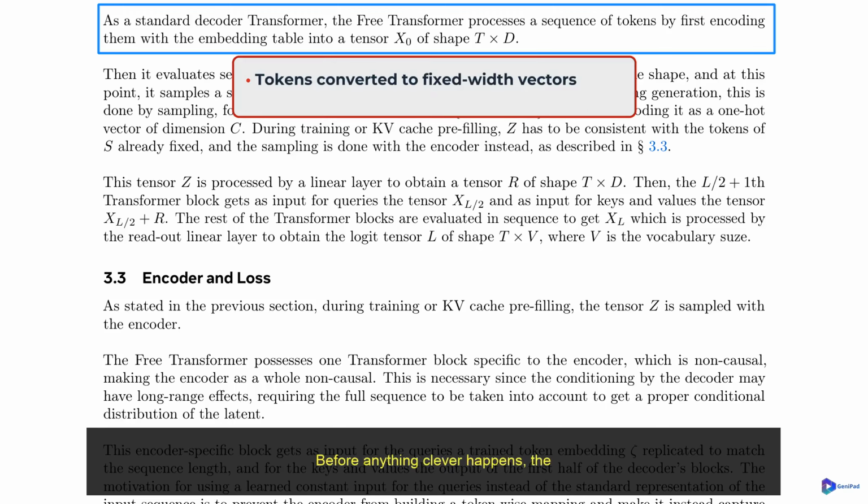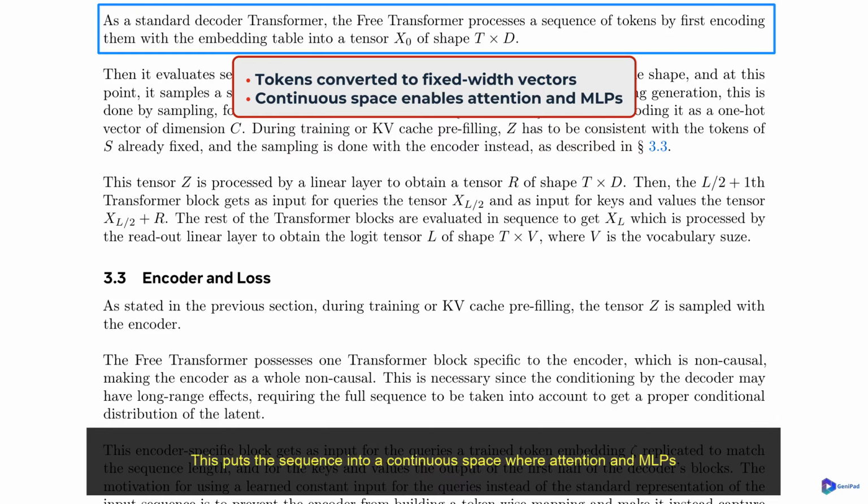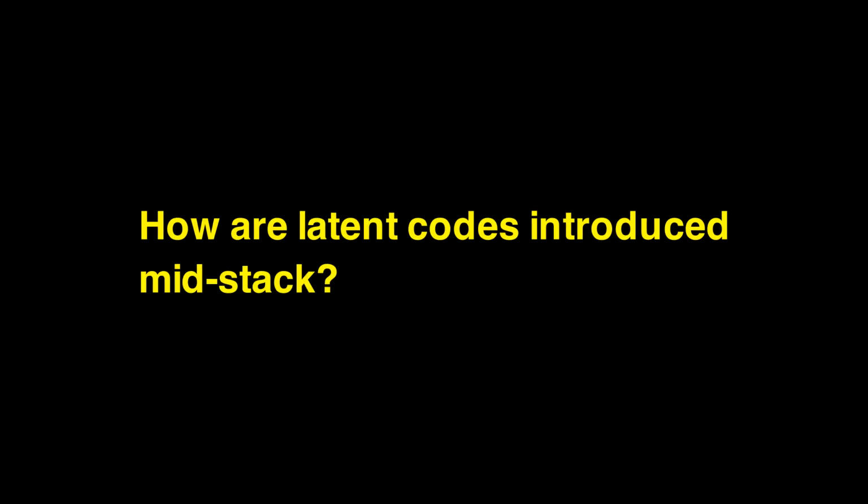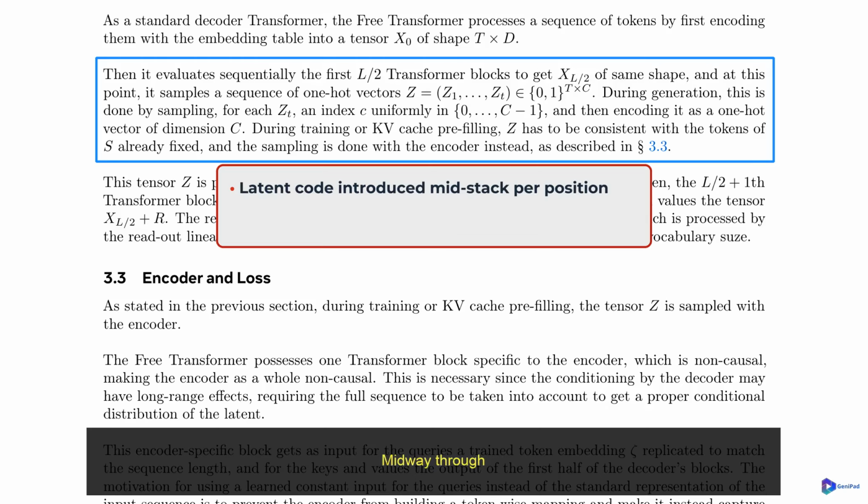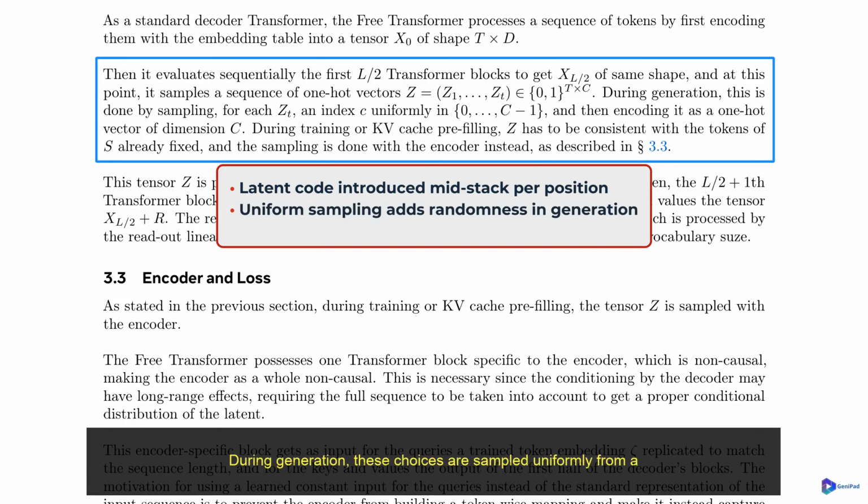Before anything clever happens, the model turns each token into a vector with a fixed width, one vector per time step. This puts the sequence into a continuous space where attention and MLPs can operate. Midway through the stack, the model pauses to introduce a latent code for each position, a one-hot choice among C categories. During generation, these choices are sampled uniformly from a simple prior, adding controlled randomness.